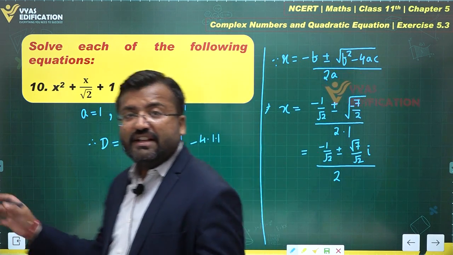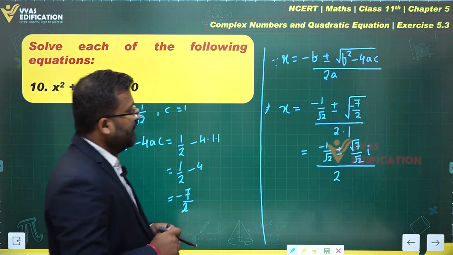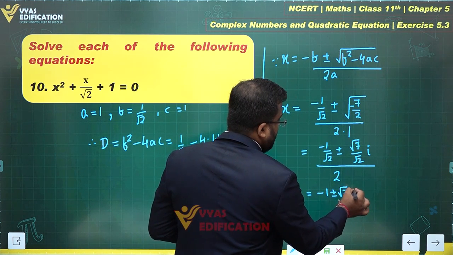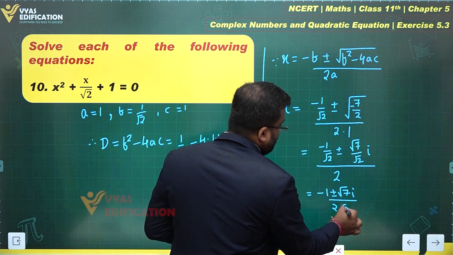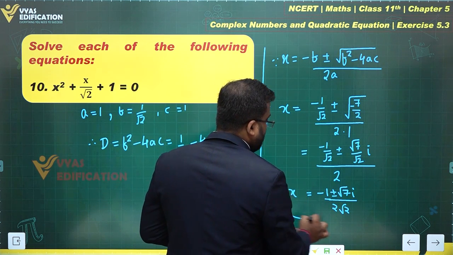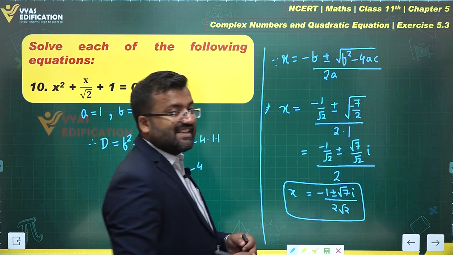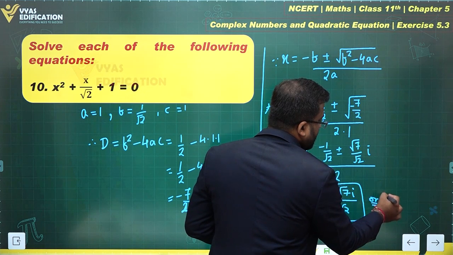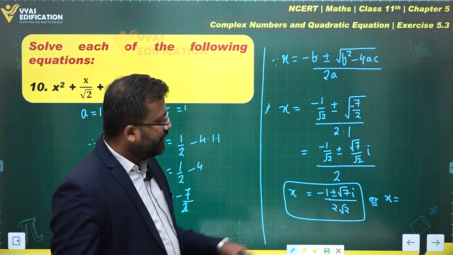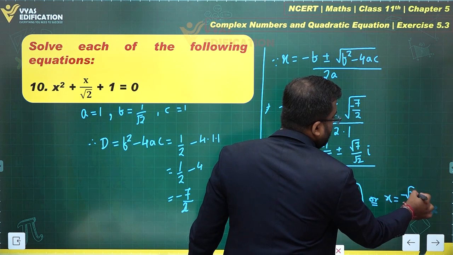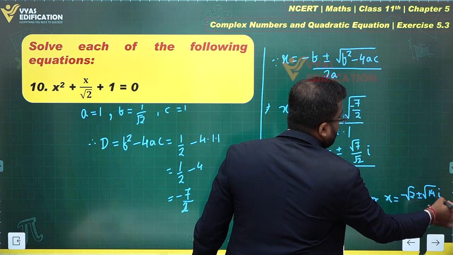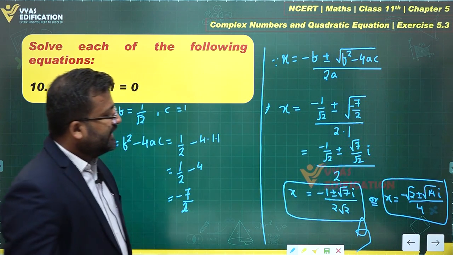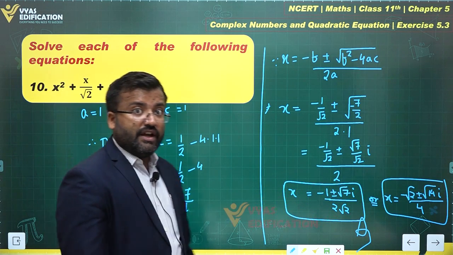Can you take the LCM in the numerator first of all? If you take the LCM in the numerator, what you get is minus 1 plus minus root 7I upon root 2, which becomes 2 root 2 in the denominator. You can leave the answer at this stage, or further you can also rationalize the denominator by multiplying with root 2 in the numerator and denominator. What you get is minus root 2 plus minus root 14 I upon 4. That is my answer for this question over here.